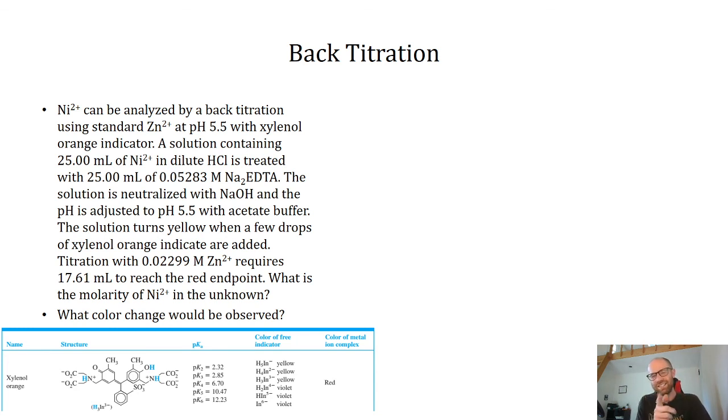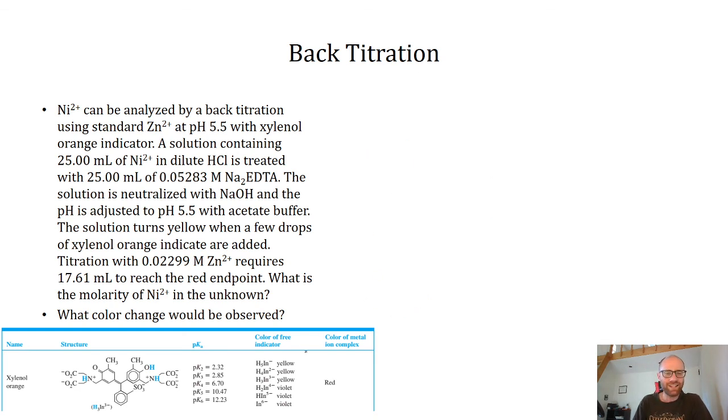Yeah, see, this is the thing I don't like about back titration. You kind of have to have an idea of how much nickel you have already. Back titration, you're working blind, you're probably going to have to add a lot more than 25 milliliters. But then you neutralize, you dial the pH with a buffer, then you add more zinc. You add zinc now, and it says it reaches the red endpoint.